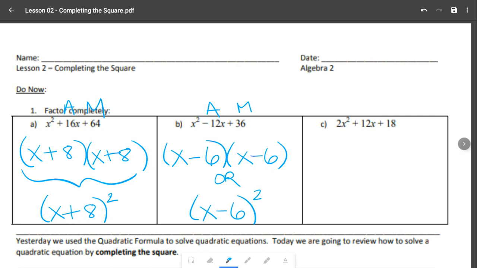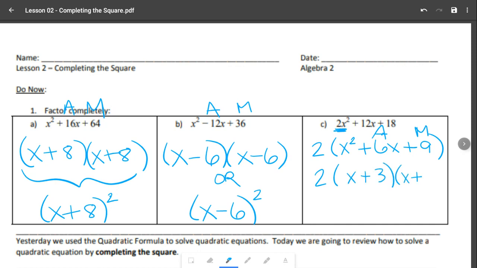For C, this one does have a GCF of 2 that we can take out. I would recommend taking it out first because now we see that we do not have a leading coefficient anymore, so now we can go ahead and do our regular AM method. We would get x plus 3, and again, another option for writing that would be x plus 3 squared.